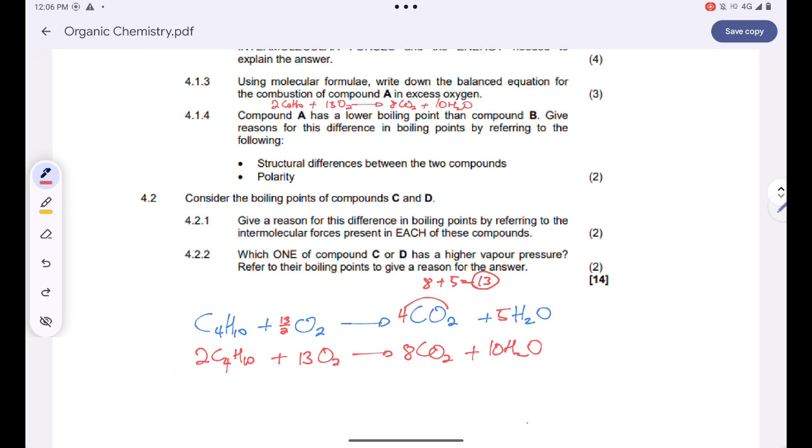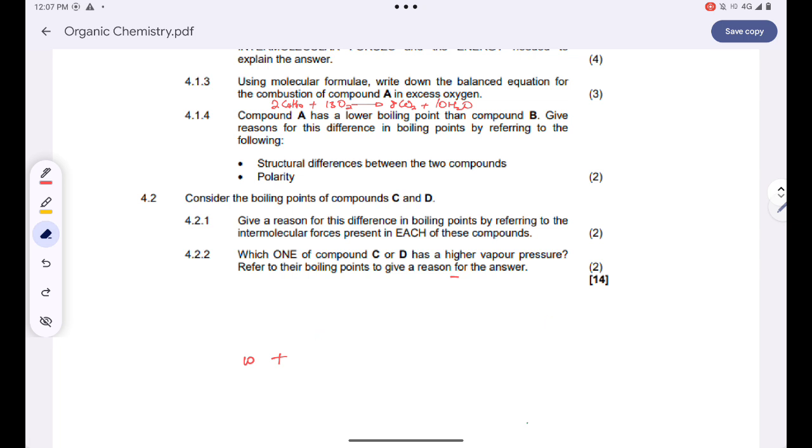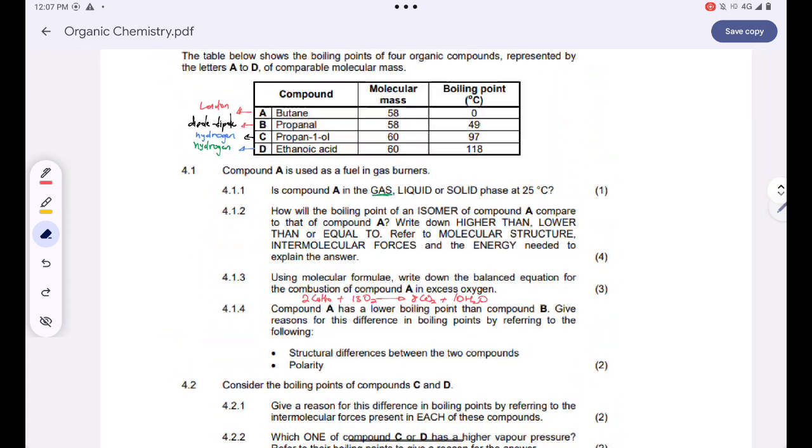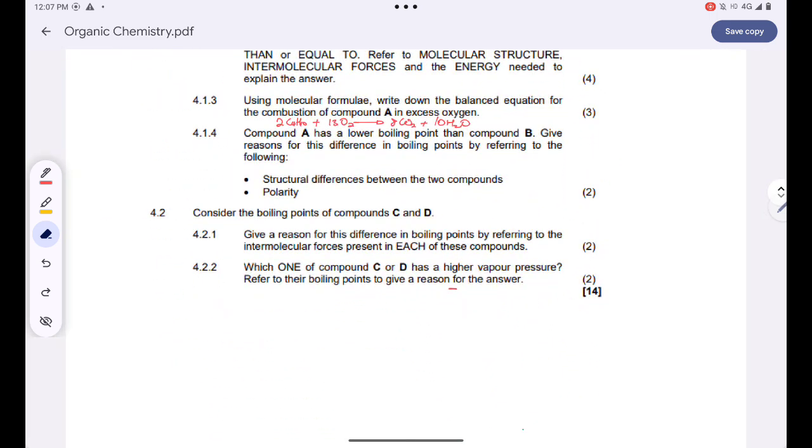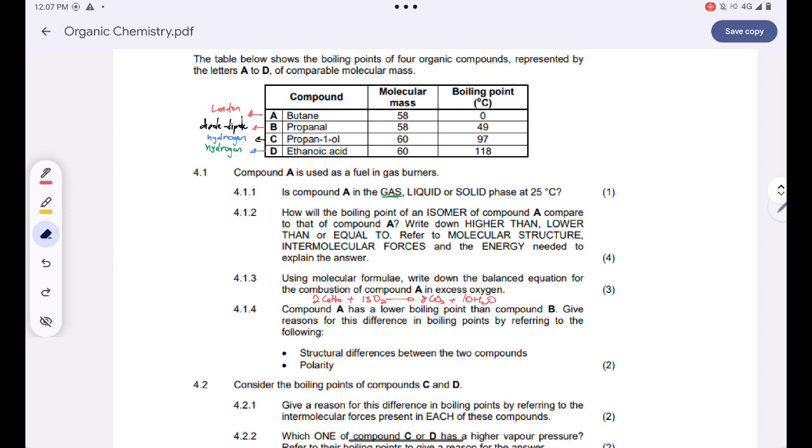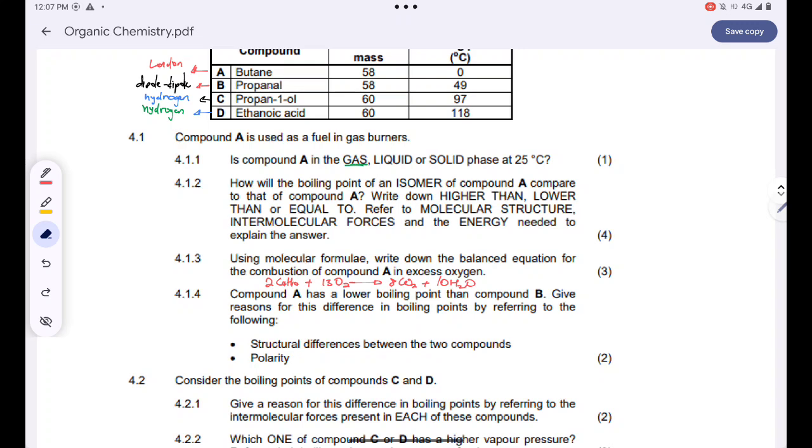Okay, 4.1.4, I'm told that compound A has a lower boiling point than compound B. Compound A is butane, compound B is propanol. Okay. Give reasons for the difference in boiling point by referring to the following: the structural difference between the two compounds and the polarity. The difference is that, guys, propanol has an oxygen atom.